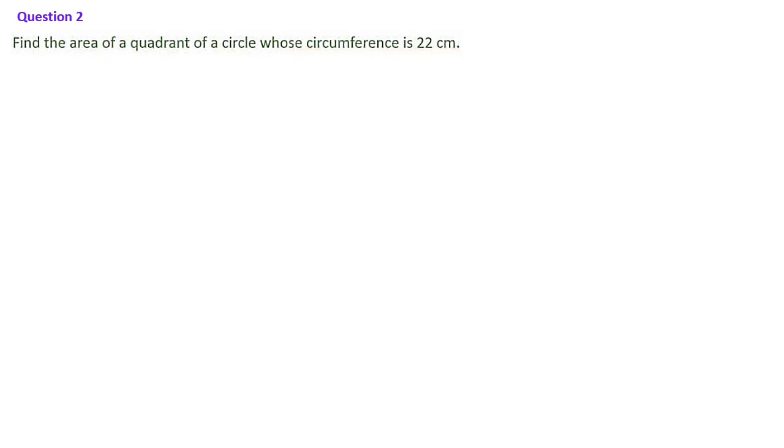Circumference is 22 centimeter. For finding the area of a quadrant of a circle, we need the radius of the circle. But the radius is missing. Instead, they have given us the circumference of the circle, 22 centimeter. So by using that, we are going to calculate the radius. So this is a diagrammatic representation or visualization of the question. Quadrant of a circle means 1/4 of a circle.